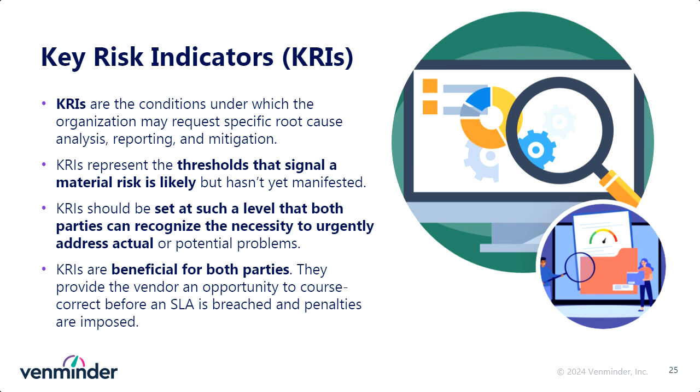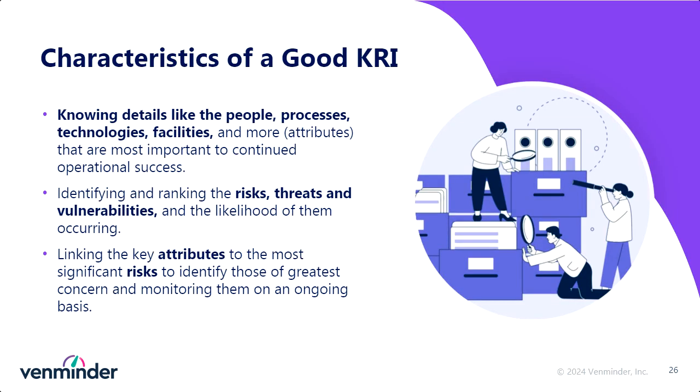So some characteristics of a good KRI are knowing the details like the people, the processes, as much as you can about the technology and the facilities and the attributes that are very important to the continued operational success of that vendor or third party. Another one is identifying and ranking the risk, threats, and vulnerabilities, and then looking at the likelihood of any of them occurring, and then linking those attributes to the most significant risks so that you can identify those of greatest concern and always keep your eye on those.